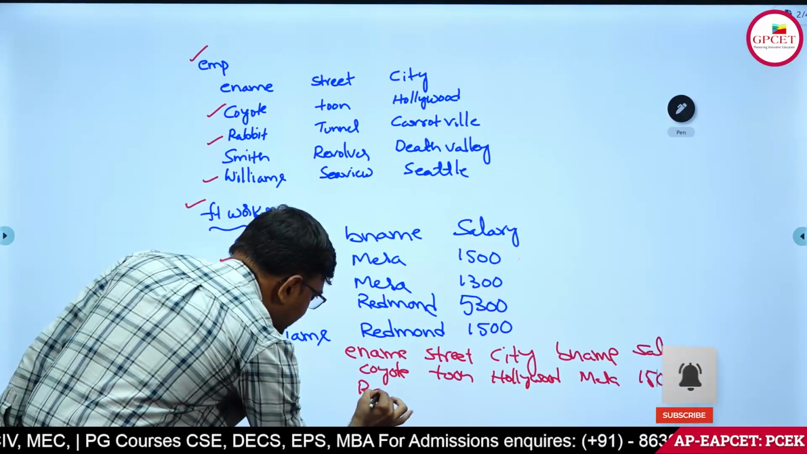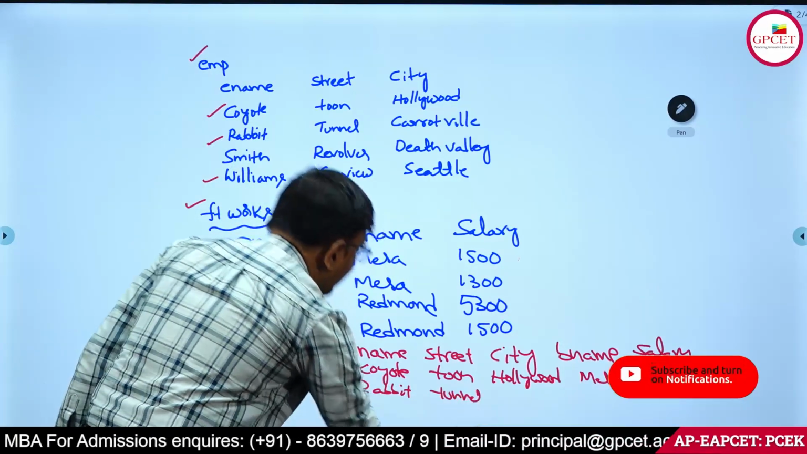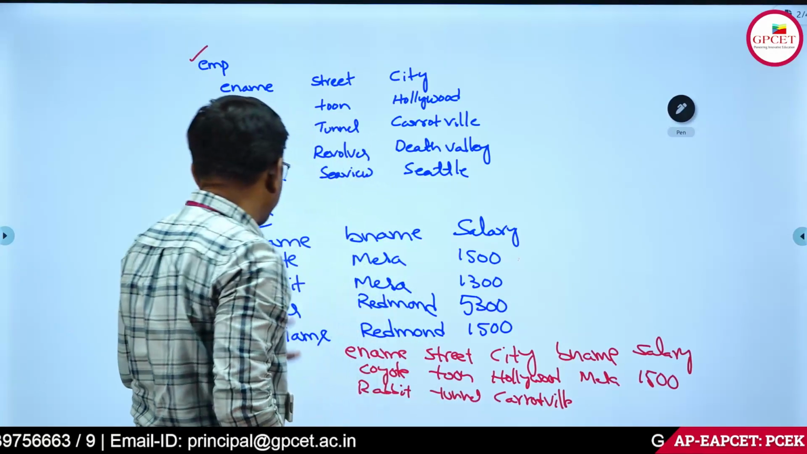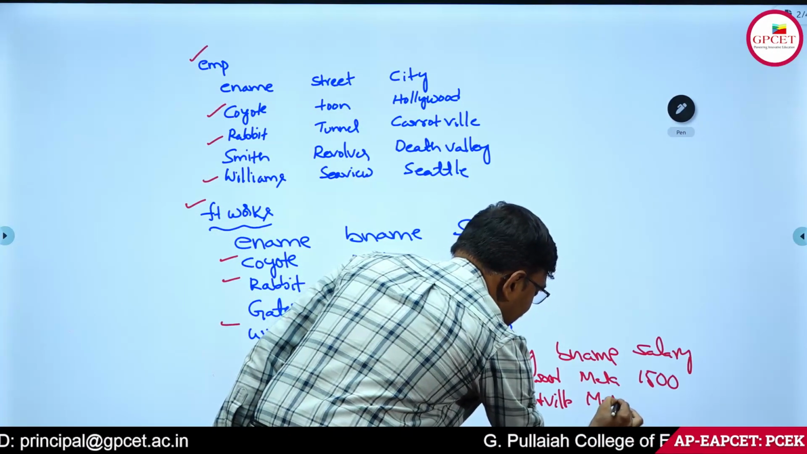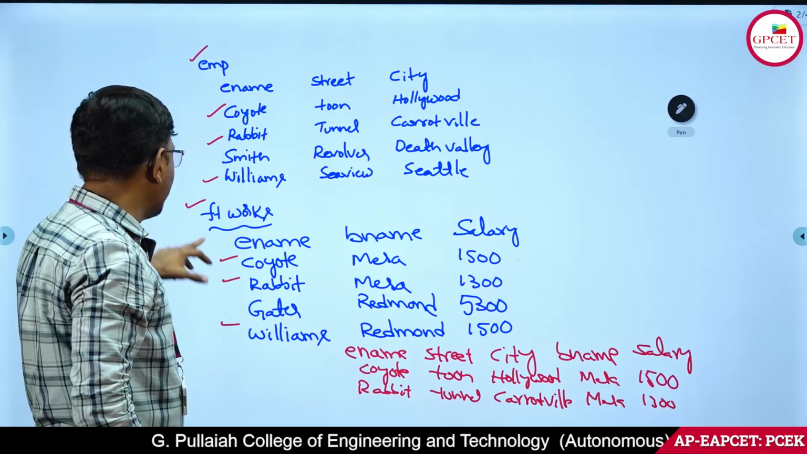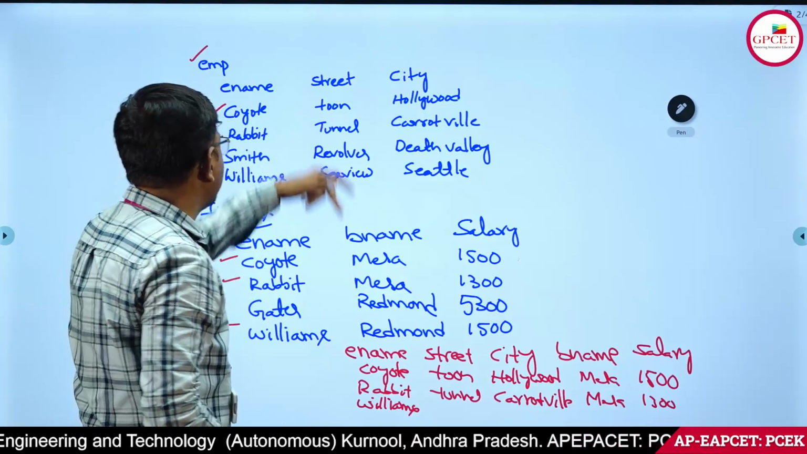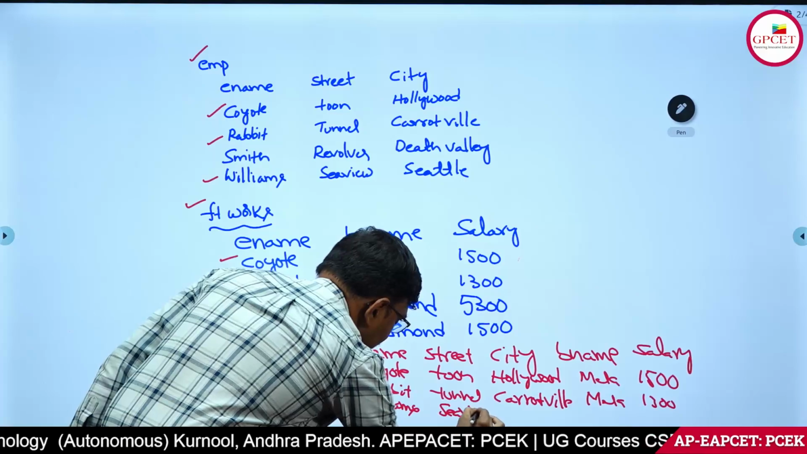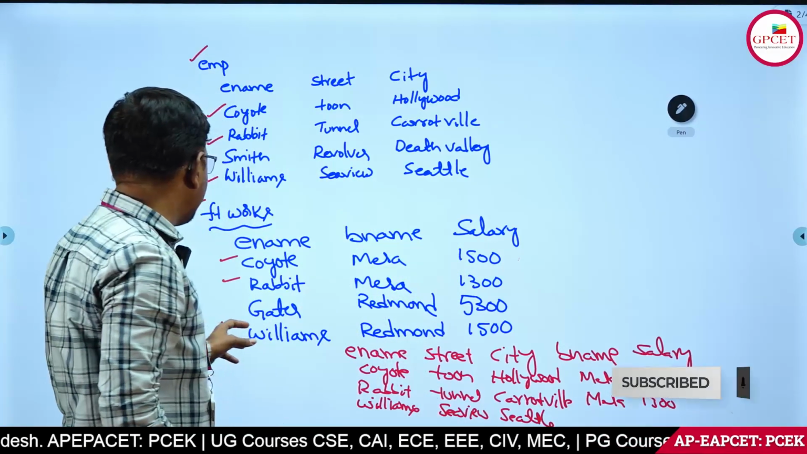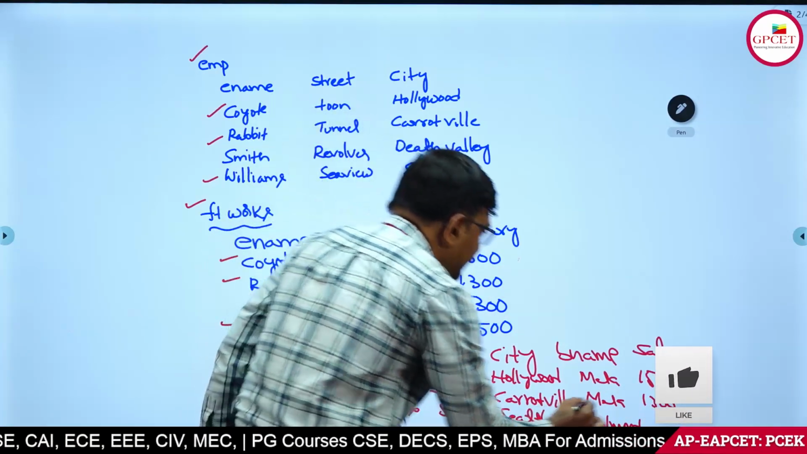Whereas the second one, rabbit, is common. That's why here the second employee name is rabbit. And what is the street here? Tunnel. What is the city? Carrotville. Branch name Mesa, salary 1300. What is the second common value in common columns? And third is Williams. What is the street here? Seaview. And then city? Settle. What is the branch name? Redmond. And what is the salary? 1500.